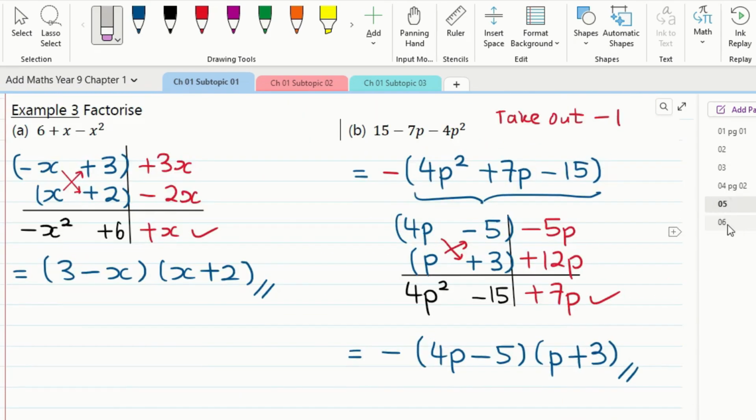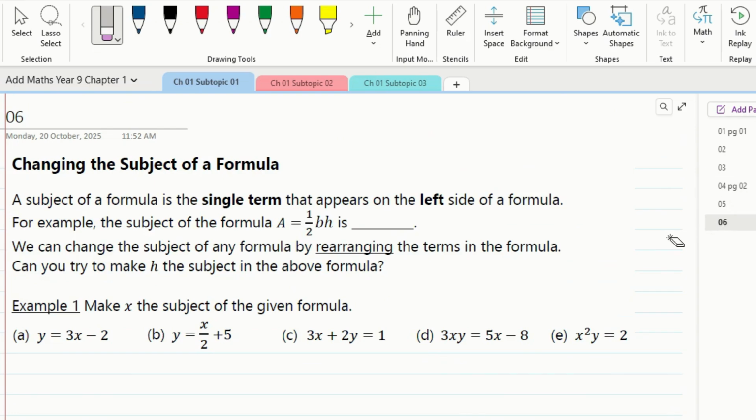Alright, moving on to the next one: how do you change the subject of a formula? The subject of a formula is a single term that appears on the left side of the formula. For example, this formula is the formula to find the area of a triangle, right? Here, A equals half times B times H. So the subject is the single term that appears on the left side. The left side of this formula is capital A. That's the subject of the formula.